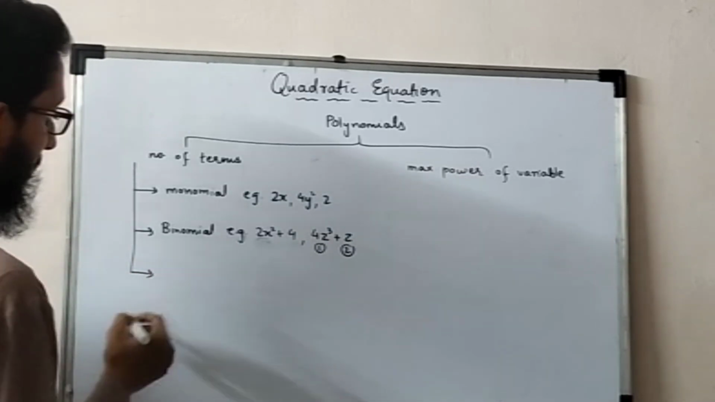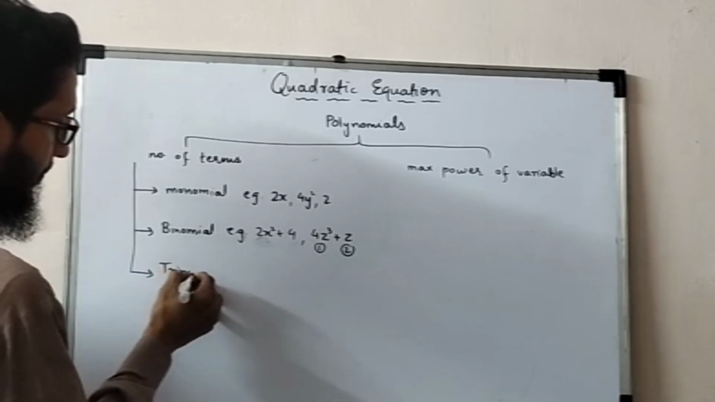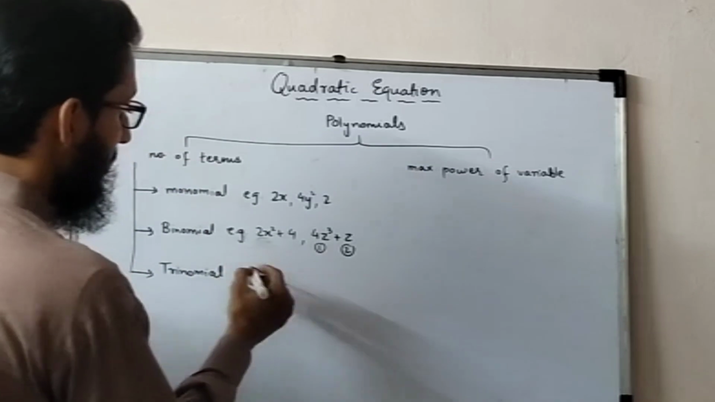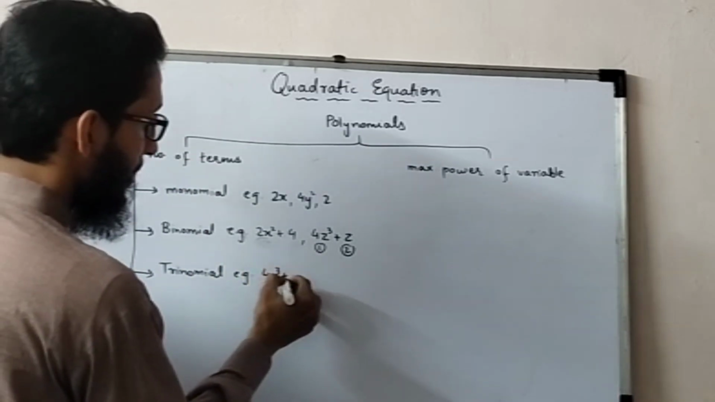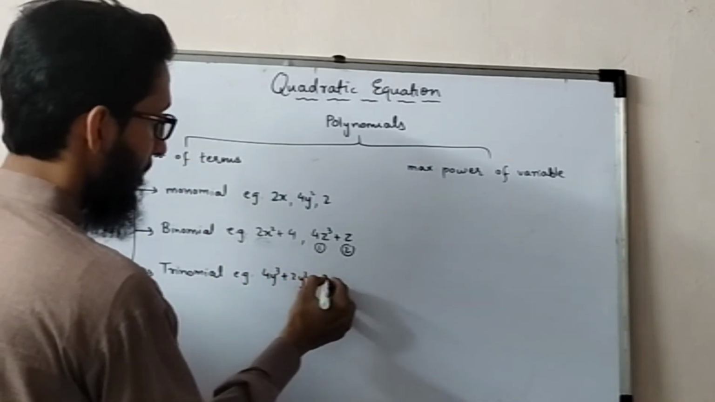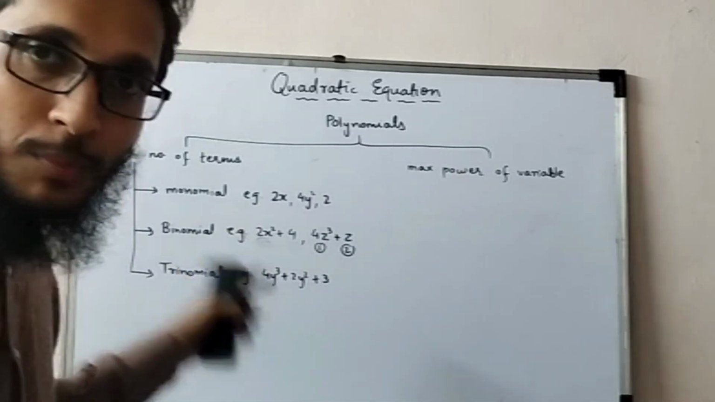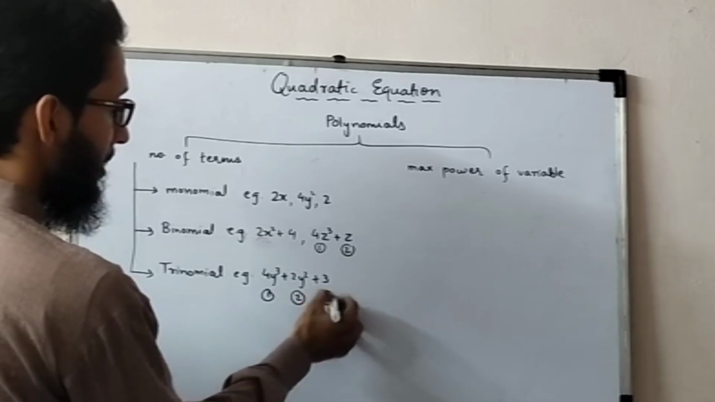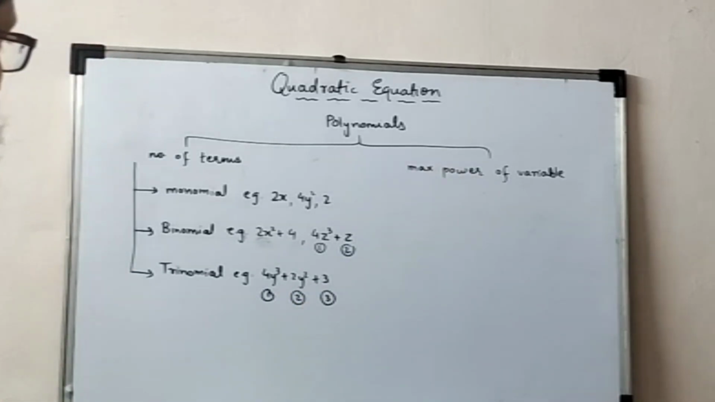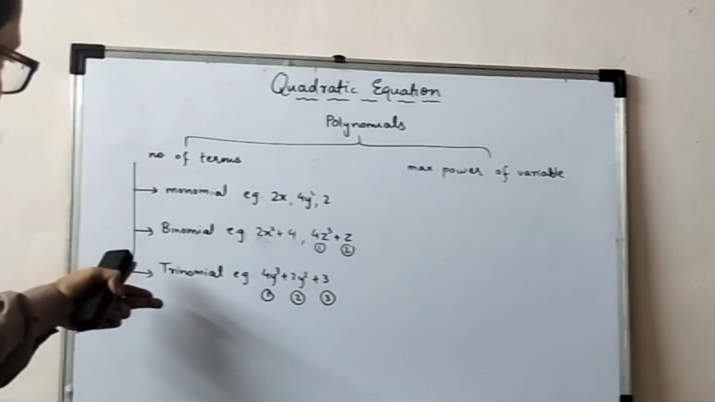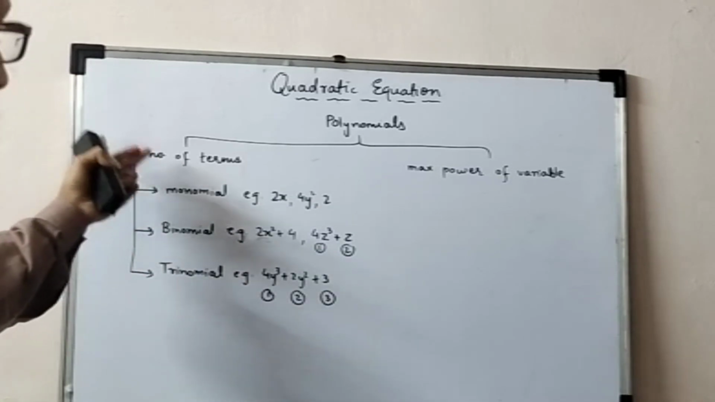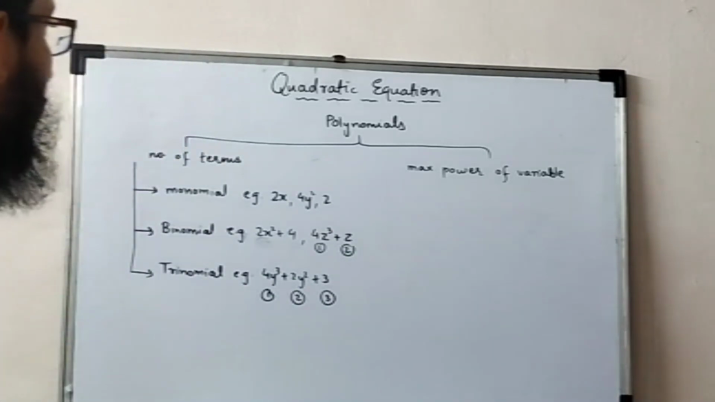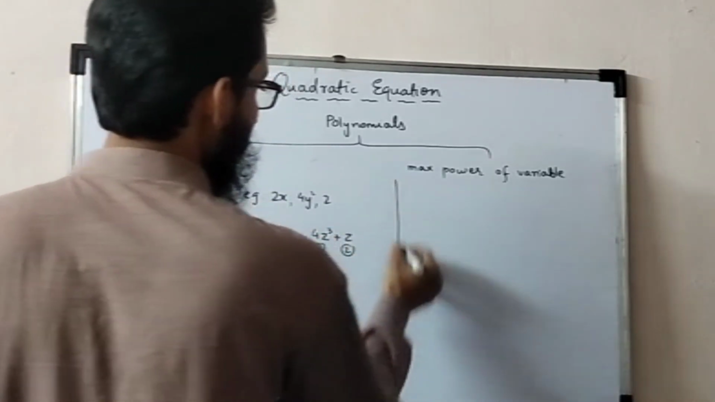Third type, trinomial. Example, 4y cube plus 2y square plus 3. This is the example of trinomial polynomial. First, second term and third term. Understood? So these are the types of polynomial on the basis of how many numbers of terms are there in that polynomial. Now coming to this type, this parameter.